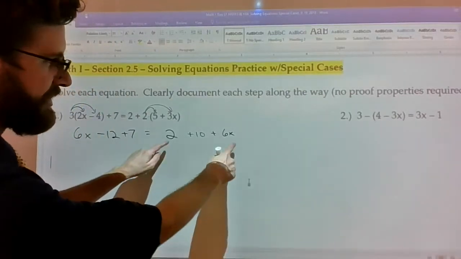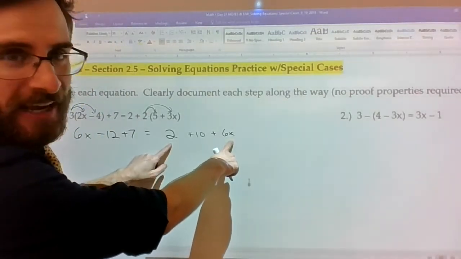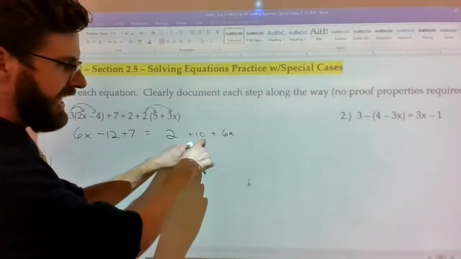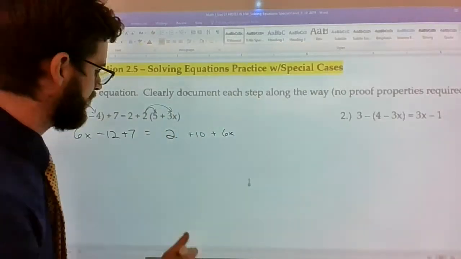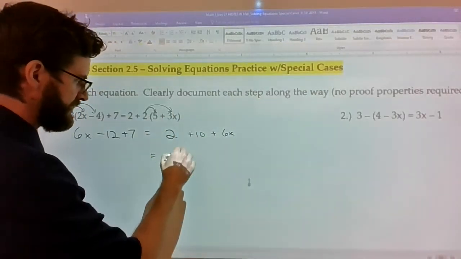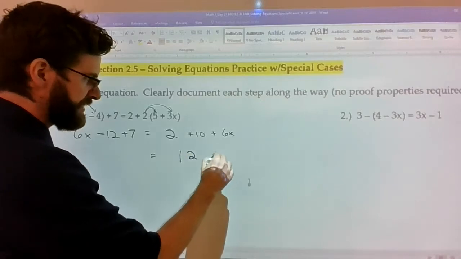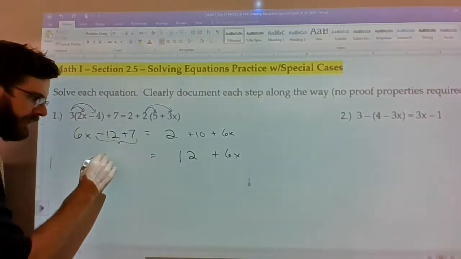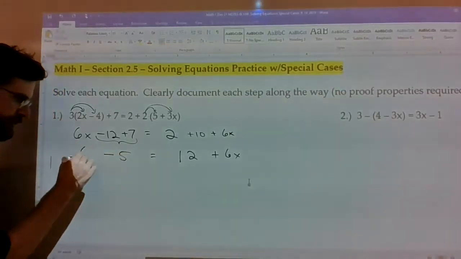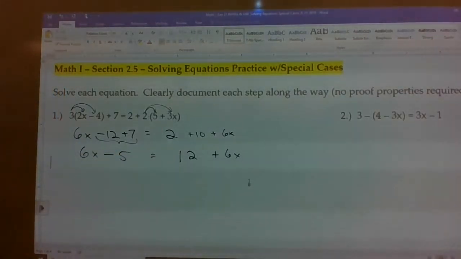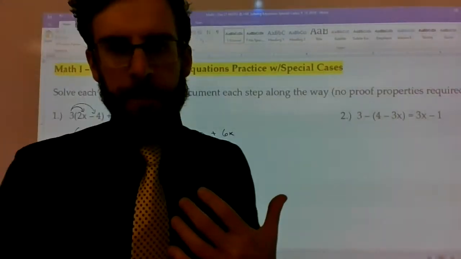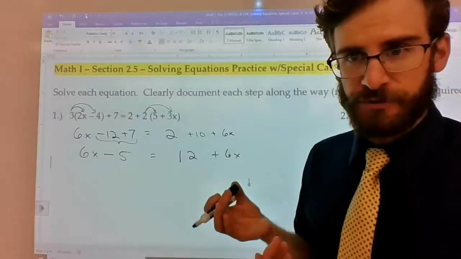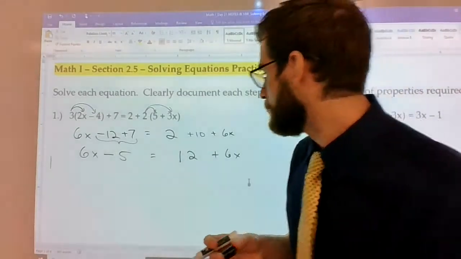Second, I want to simplify the right-hand side independently of the left-hand side. So I'm going to do 2 plus 10 before I start moving numbers to the left and right of the equation. So this is 12 plus 6x, and then negative 12 plus 7 is going to be minus 5. The 6x just drops down. So now it looks like one of the basic equations from section 2.3 where all you had were variables on the left and right-hand side, and you had to know what to do when that happened.